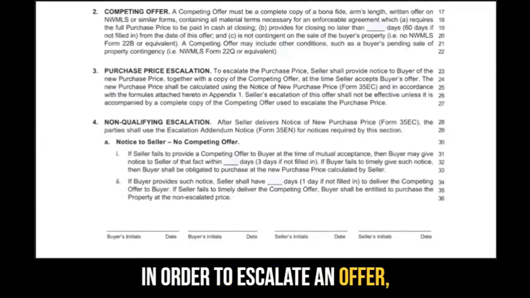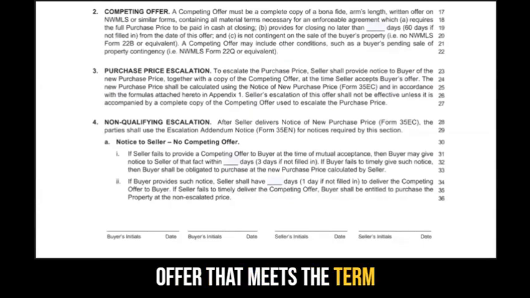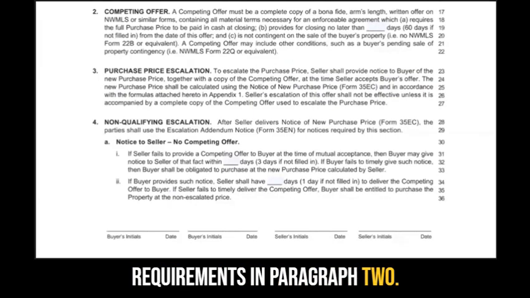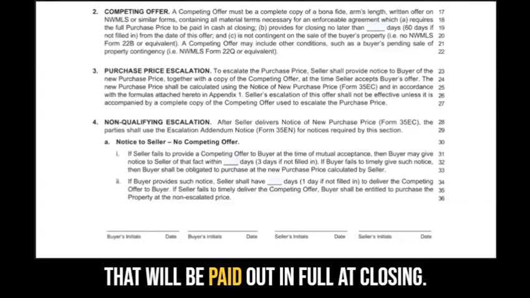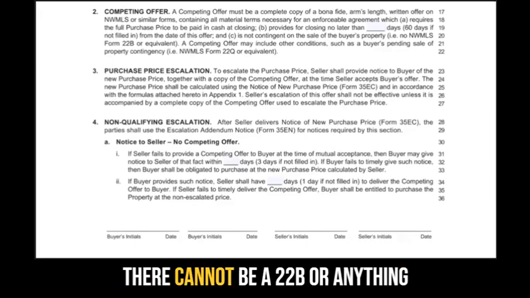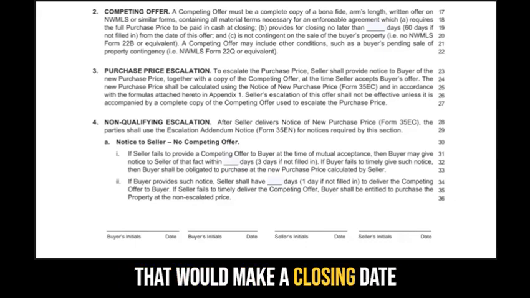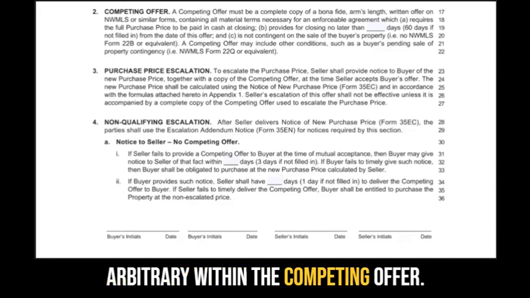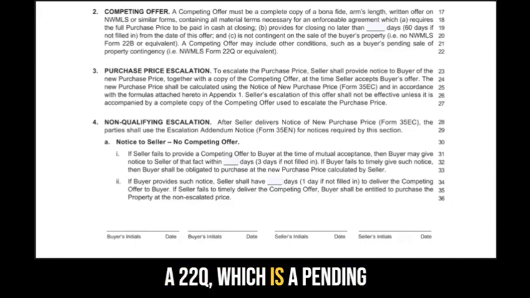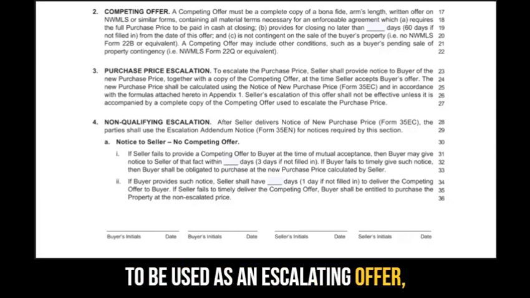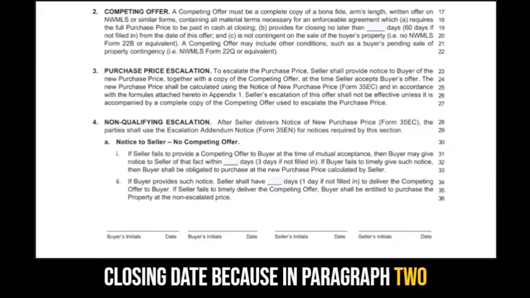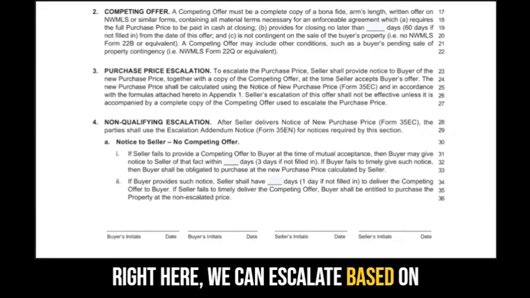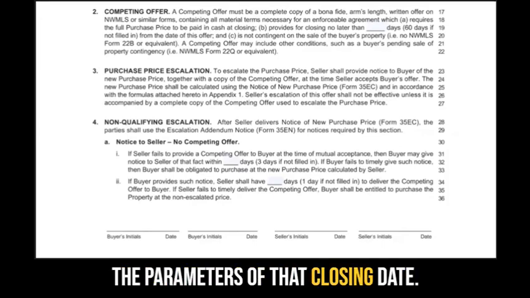In order to escalate an offer, there must be a competing offer that meets the term requirements in paragraph 2. The competing offer must be a bona fide arm's length transaction that will be paid out in full at closing. There cannot be a 22B or anything that would make a closing date arbitrary within the competing offer. A 22Q, which is a pending sale, is allowed to be used as an escalating offer, but the competing offer must have a closing date, because in paragraph 2 right here, we can escalate based on the parameters of that closing date.